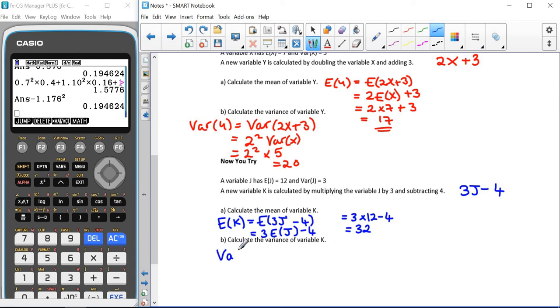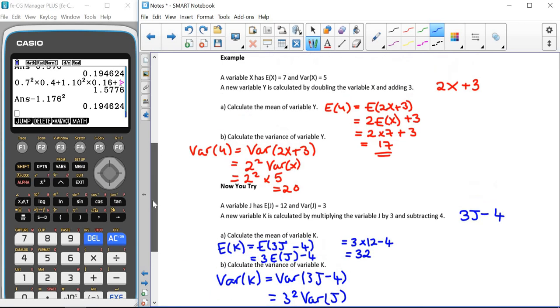For the variance of k, that gives us the variance of 3j minus 4, which gives us 3 squared times the variance of j. Remember, the minus 4 doesn't affect the variance. So we already know that our variance for j was 3. 3 squared times 3 gives us 27.